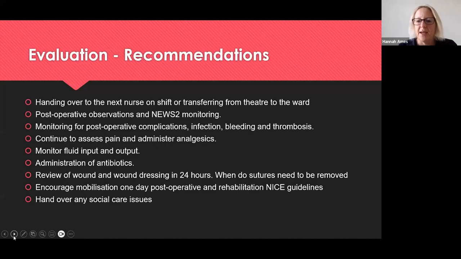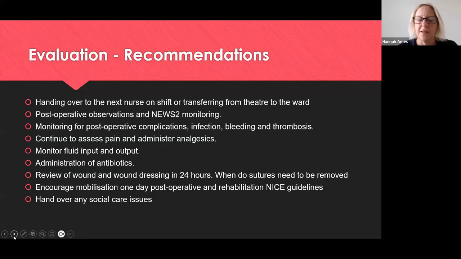Evaluation, and again, it depends who you're handing over to, but you might be handing over to the next nurse on shift. Your patient's most probably now going to be post-op. You could be transferring them from theatre to the ward, or again, just to the next nurse on shift. So think about that kind of standard post-operative nursing care that needs to be carried on and continued for your patient in order to maintain safety.